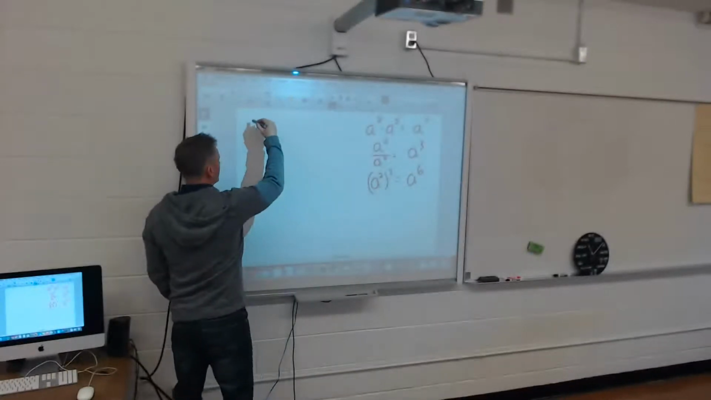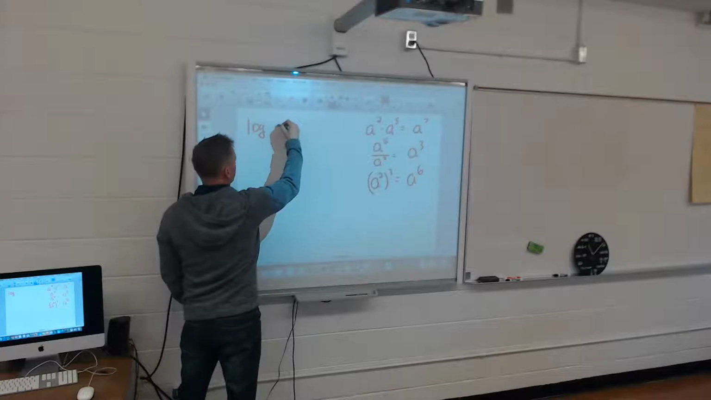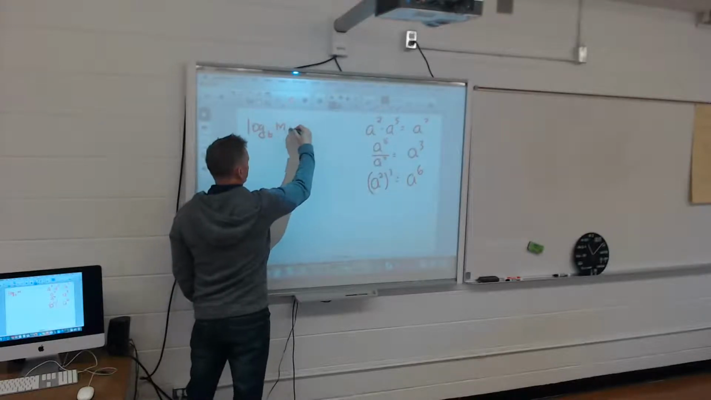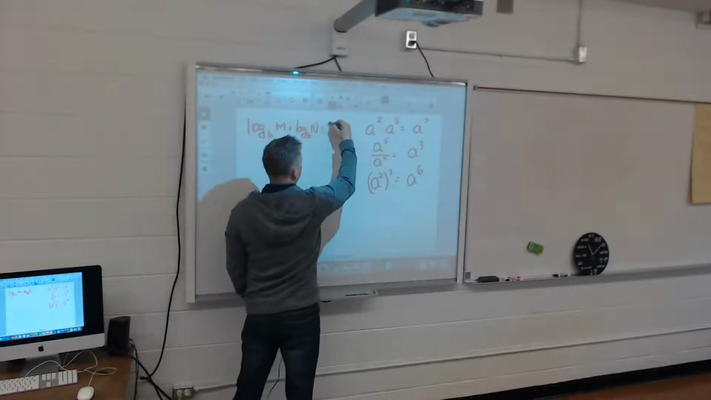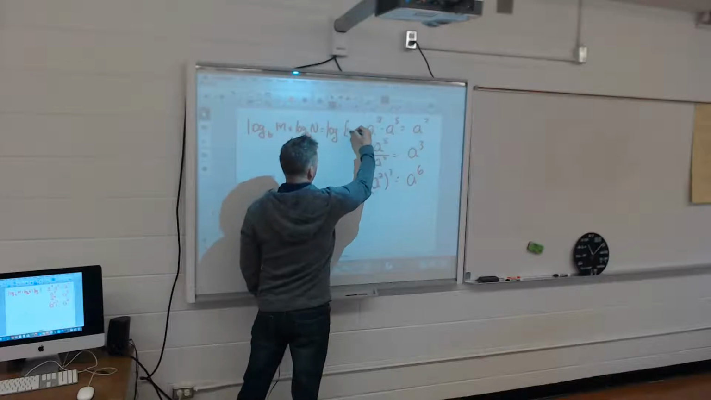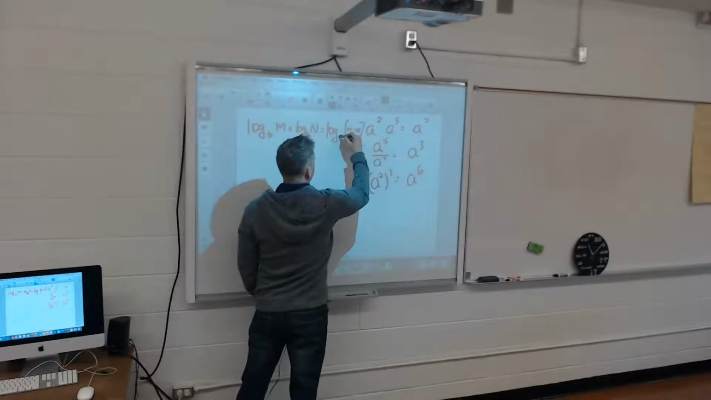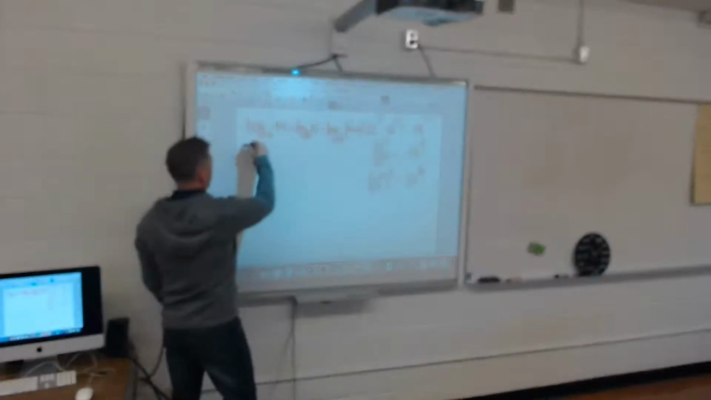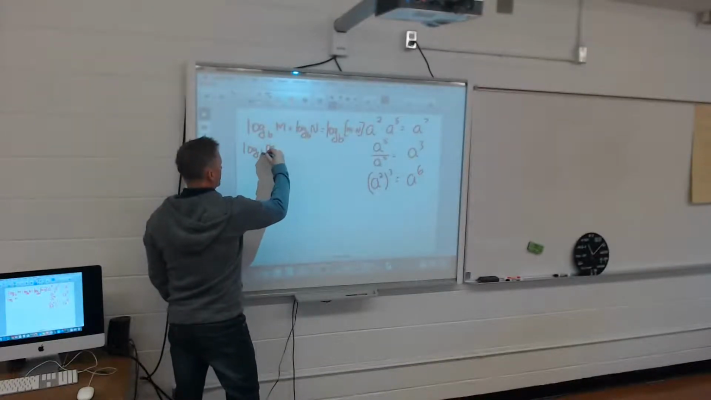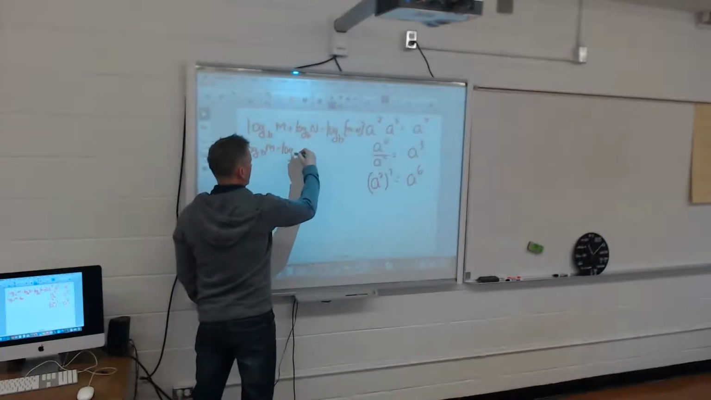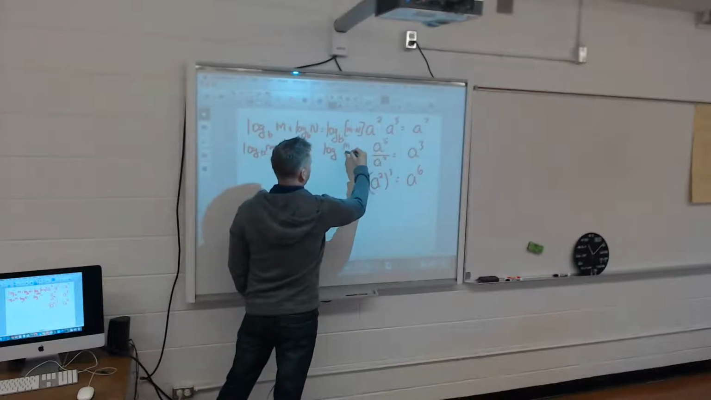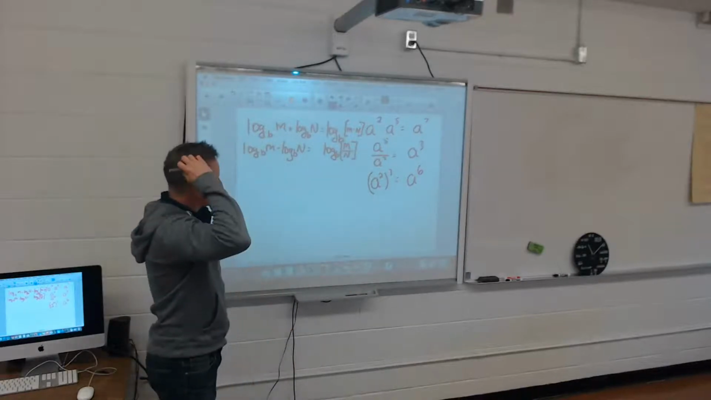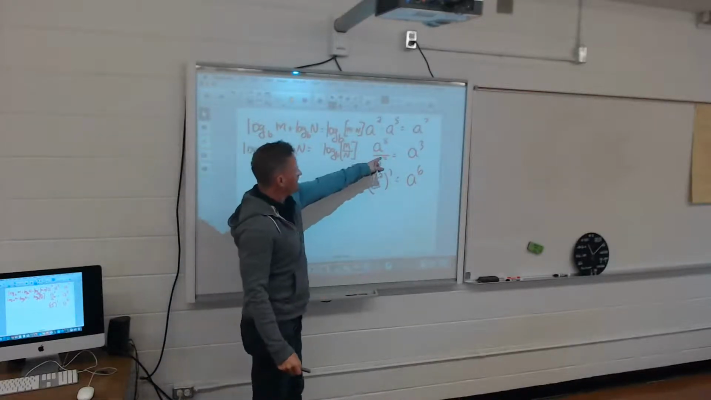So when it comes to logarithms, when I have the log of m to the base b plus the log of n to the base b, I multiply those together, so I get the log of m times n to the base b. When I take the log of m to the base b, subtract the log of n to the base b, that's the same as the log of m over n to the base b.